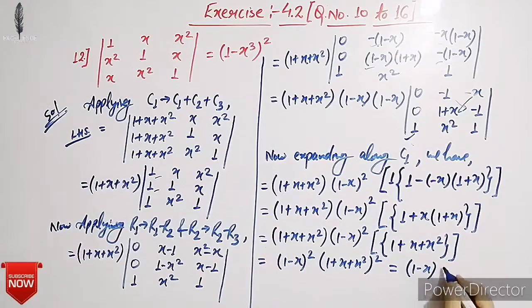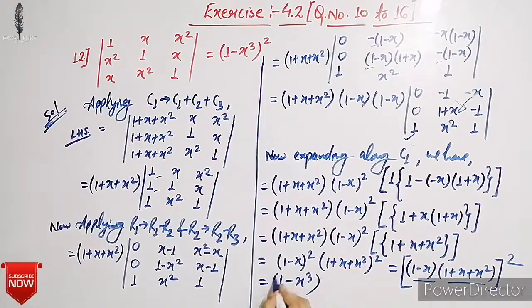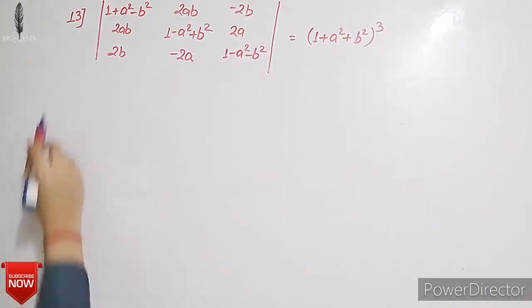That can be written as 1 minus x into 1 plus x square whole square. It is the identity of a cube minus b cube. So it is equals to 1 minus x cube whole square. That is equals to RHS. Hence proved. Let's see the next question, question number 13.